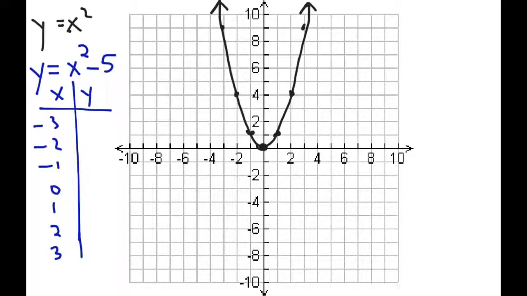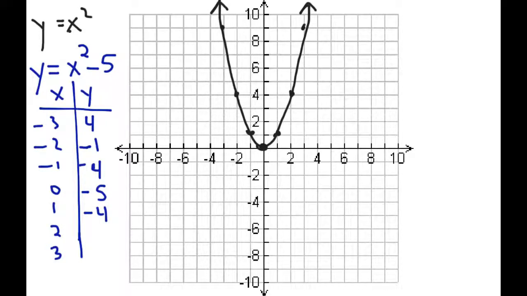So negative 3 squared is 9, 9 minus 5 is 4. Negative 2 squared is 4 minus 5 is negative 1. Negative 1 squared is 1 minus 5 is negative 4. 0 squared is 0 minus 5 is negative 5. 1 squared is 1 minus 5 is negative 4.